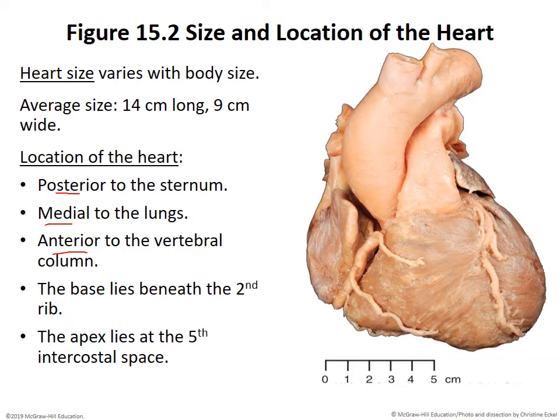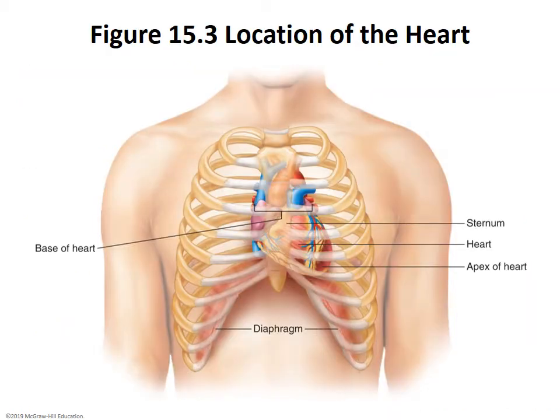It's going to be between the 2nd and 5th intercostal space, and it's going to sit kind of at an angle. This kind of shows it. It's going to be here, and it's kind of pointing down. The majority of the heart is over to the left side of the body normally.